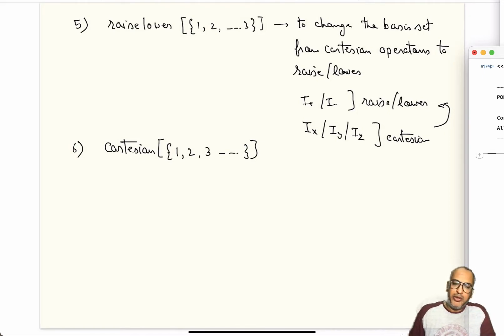So in general, we'll always be doing our calculations in Cartesian basis sets. And if we are starting with spin 1z, that means we are starting with Cartesian operators. So we do not need these commands, because we rarely go from Cartesian to raise lower. So we generally do our calculations in one of the basis sets, right? But you have an option to do the calculations in both. Okay, so Cartesian is to go from raise lower to Cartesian.